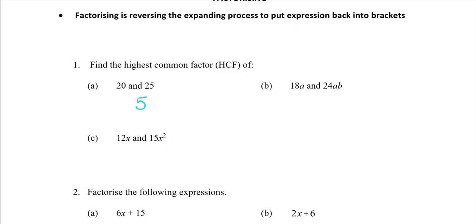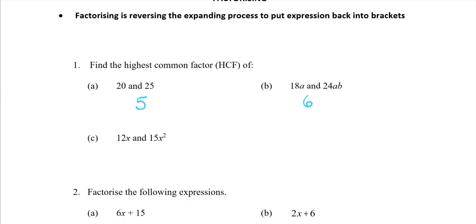Moving on to B, we have 18a and 24ab. Just looking at the numbers first, the 18 and the 24, we want the highest number that we can divide them both by. So 18 is the smaller of the 2 numbers. 18 does not go into 24. So we want to try something smaller than 18, but still a factor of 18. So we might go down to 9, but 9 doesn't go into 24 either. So let's try something a bit smaller. Let's go down to 6. 6 goes into 18 and 6 goes into 24. So 6 is the factor.